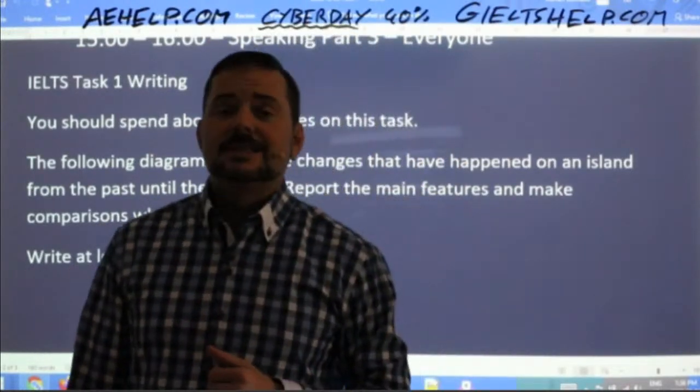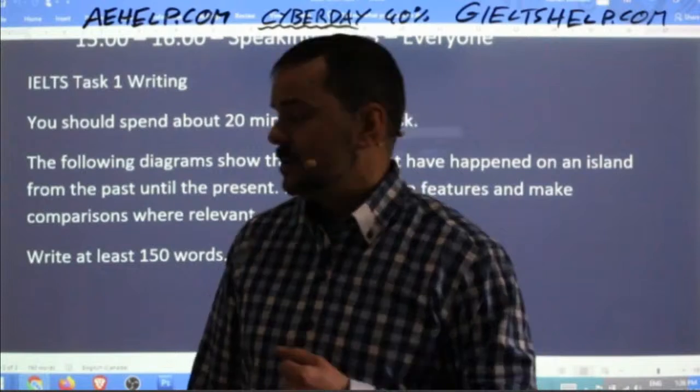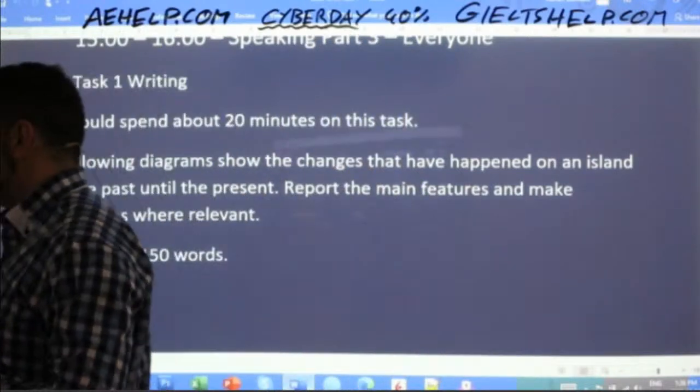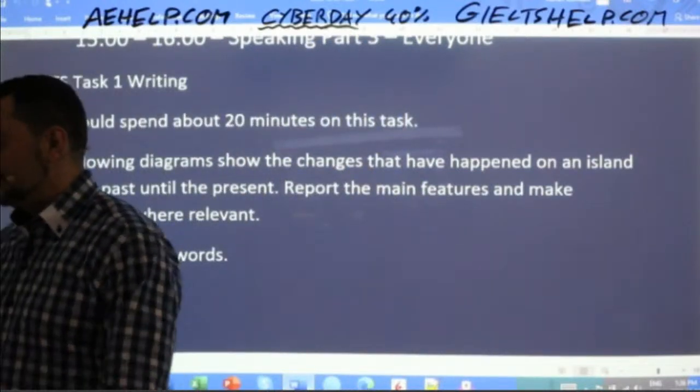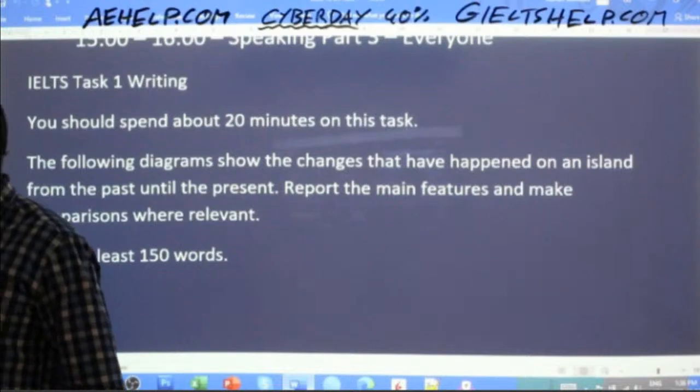For computer-based exams, they know exactly your word count because the computer tells them. For paper-based, they count a few lines. They divide, find the average, multiplied by the number of lines. Okay, so 150 words. Minimum, it should be more, should be like 180 and 20 minutes.